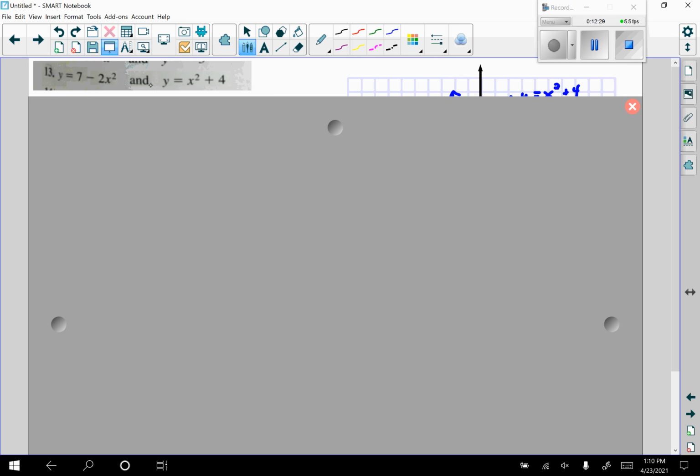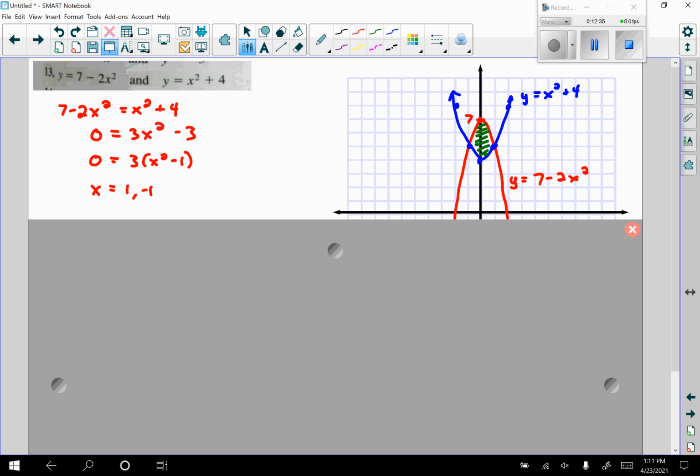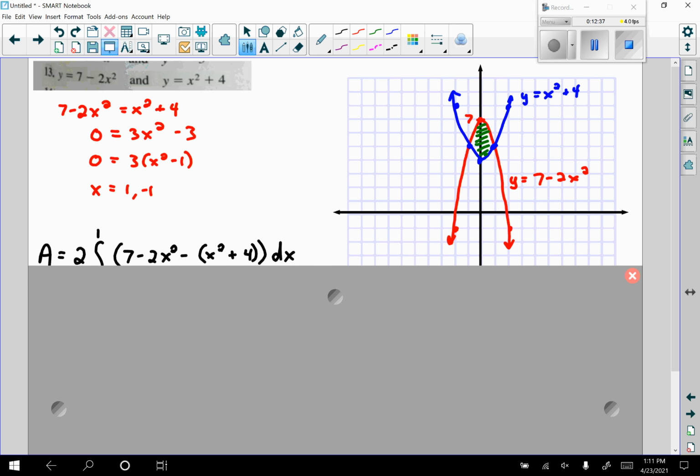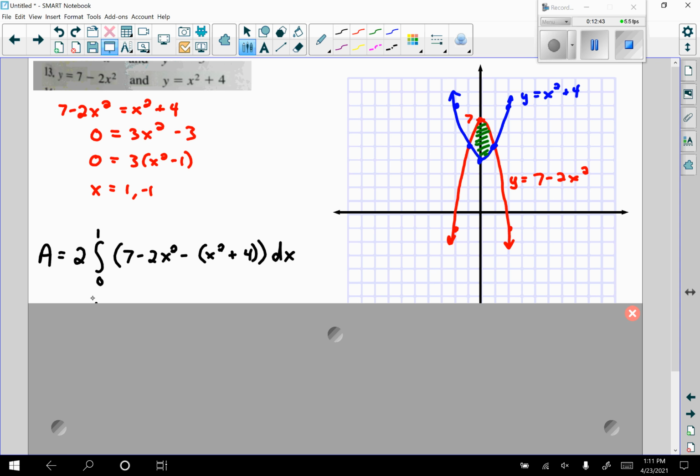Alright, for 13, again, we want to set these two equal to each other, or they're easy enough to graph. They have nice points of intersection here. So what's in green is the area we need to find. We definitely have some symmetry here, so that's what I used. This one did involve a 0, so we want to double the integral from 0 to 1. The top curve the entire time is the 7 minus 2x squared, and then carefully subtract the x squared plus 4 quantity.